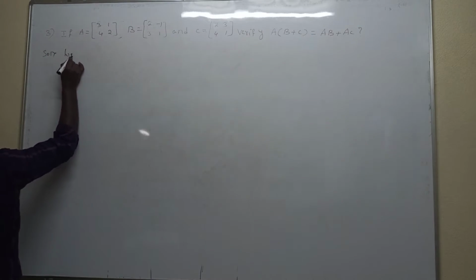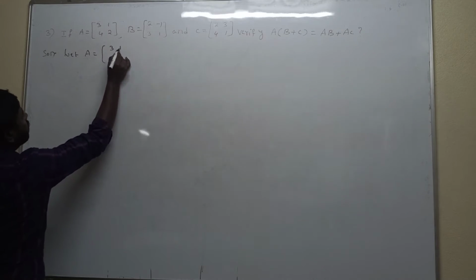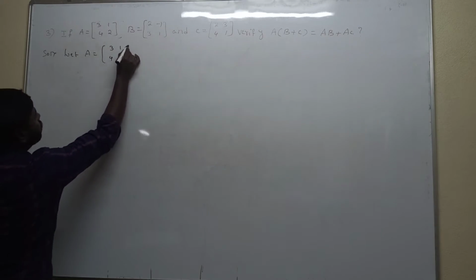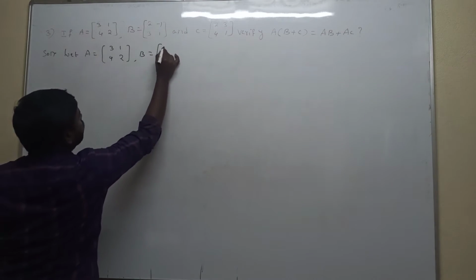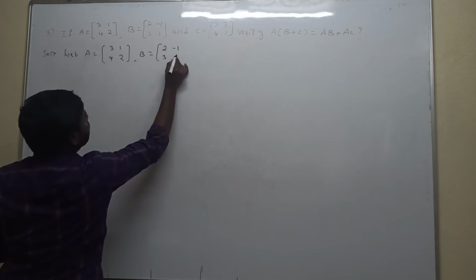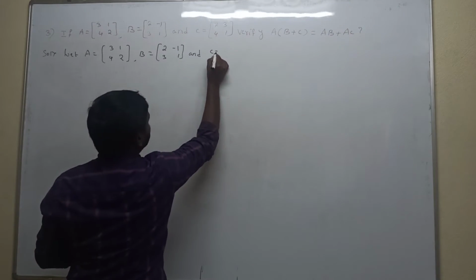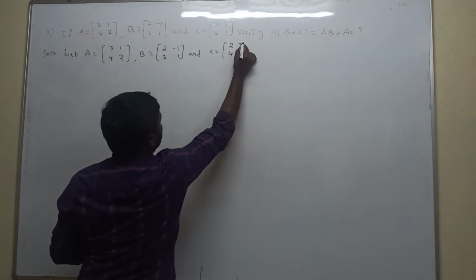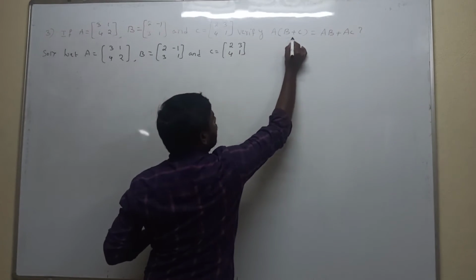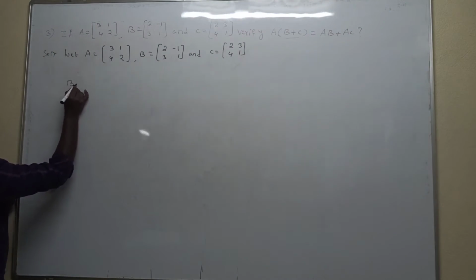Let capital A be 3 1 4 2, and capital B is 2 minus 1 3 1, and capital C is 2 3 4 1. So one by one we are calculating. First to calculate B plus C. So first we are calculating B plus C.